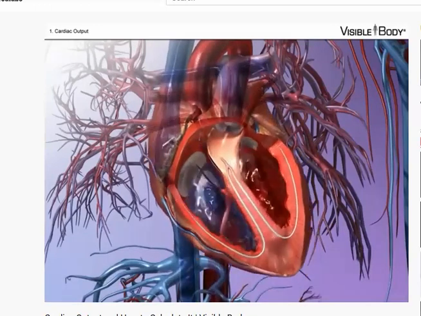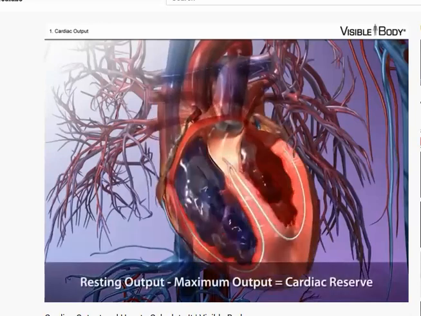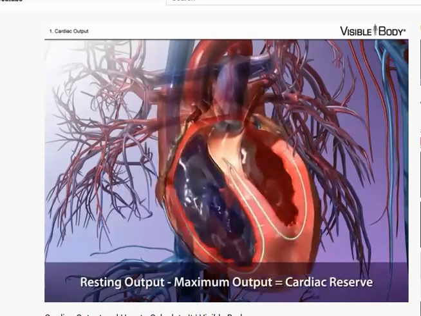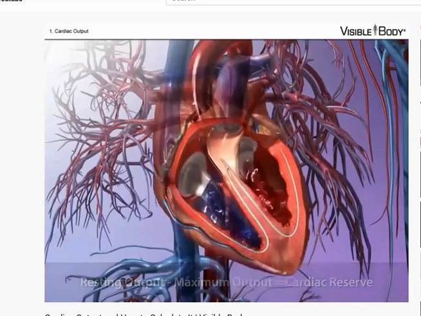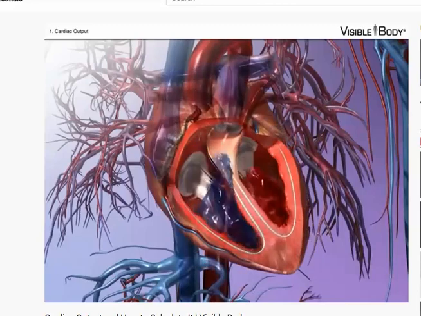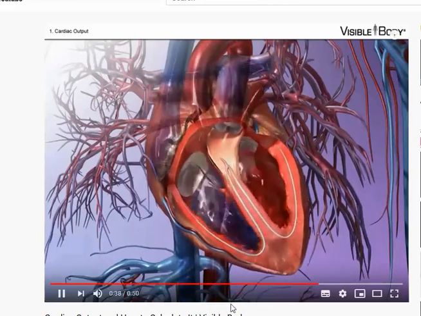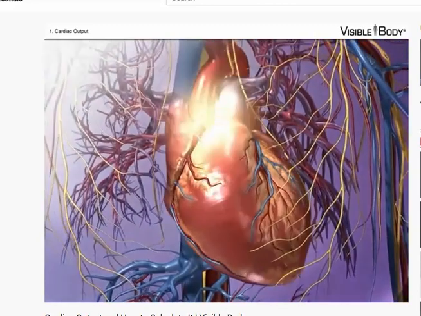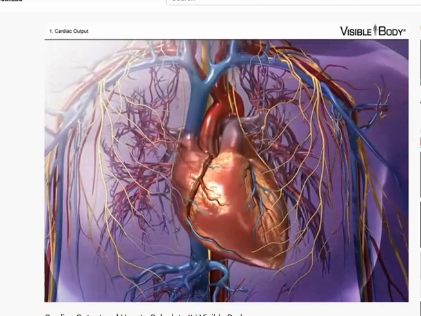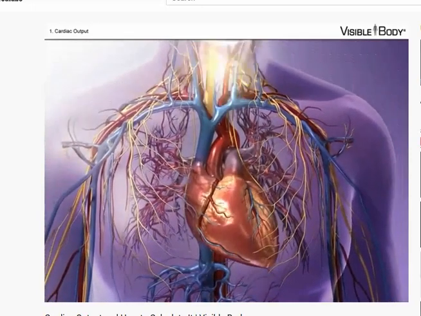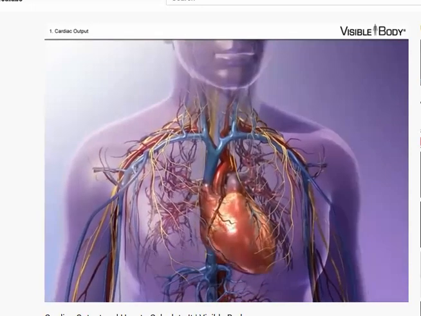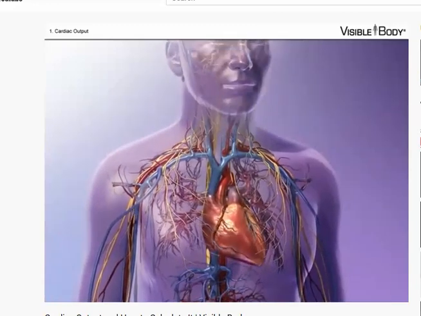Cardiac output increases with physical activity, rising to a maximum that may be 4 to 7 times greater than the resting output. This difference between resting and maximum output is known as cardiac reserve. Heart rate and stroke volume are regulated by the autonomic nervous system and by hormones in the bloodstream. Other factors such as age, weight, and physical fitness also influence cardiac output.